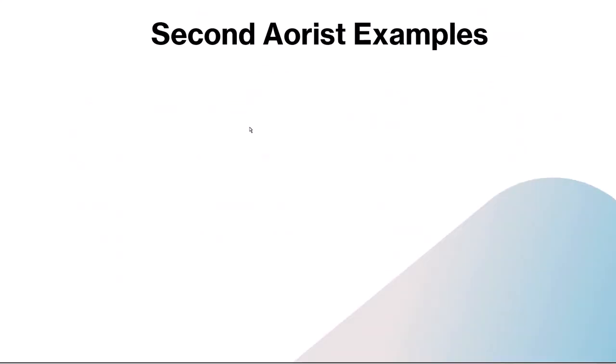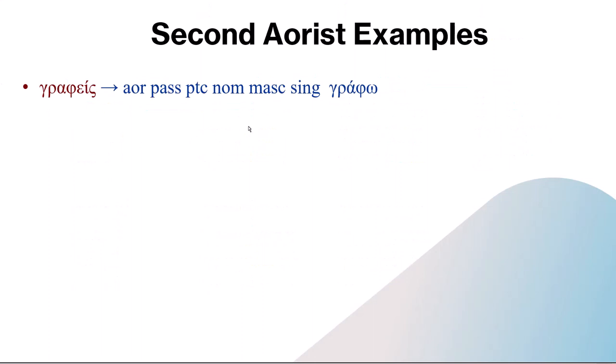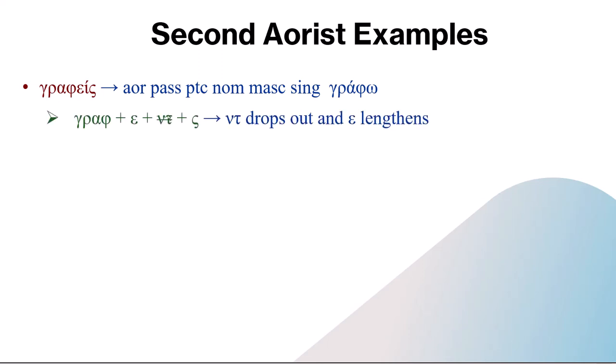Now let's look at some examples here. We have graphes. The ace is cluing me in that we're looking at an aorist passive. And grapho is treated like second aorist even though the stem doesn't change. This will be a nominative masculine singular. In this case, the nu tau drops out and then the e lengthens, so we get graphes. Genamenes, so here is an aorist middle participle.